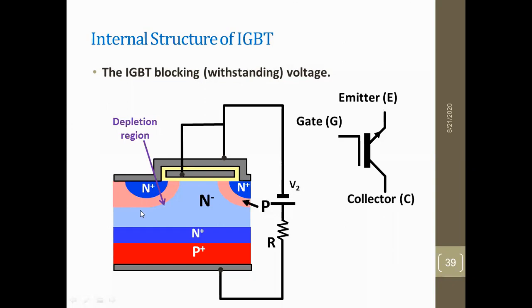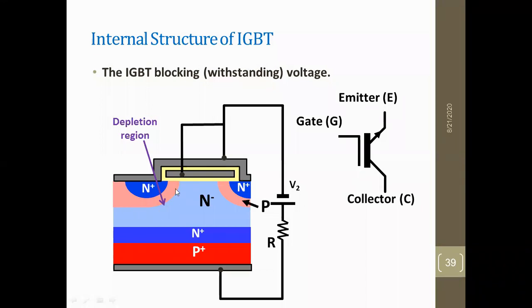A depletion region is formed. Here also, near the N plus, the depletion region has been formed near the electrons. The majority carriers in the P type are holes and in the N type are electrons. With the negative supply applied towards the emitter and gate side with respect to the collector, this region is completely depleted.